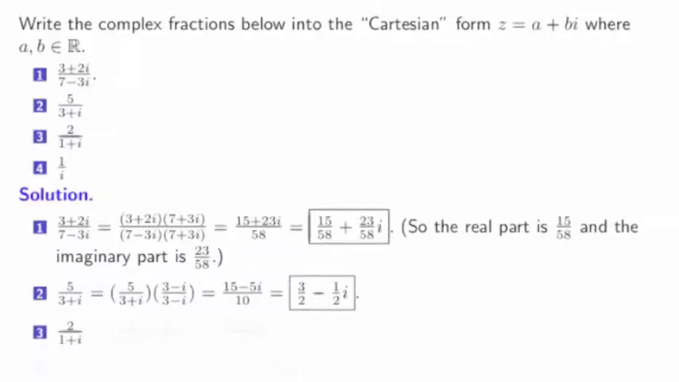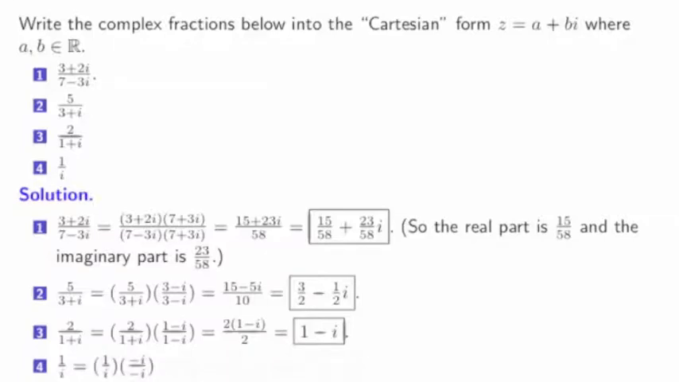Again, if we're dividing 2 by 1 plus i, multiply top and bottom by 1 minus i. Do the algebra. Simplify. Even 1 divided by i, if you multiply top and bottom by the conjugate, which is minus i, and do the algebra, you get minus i over 1, which is just minus i.